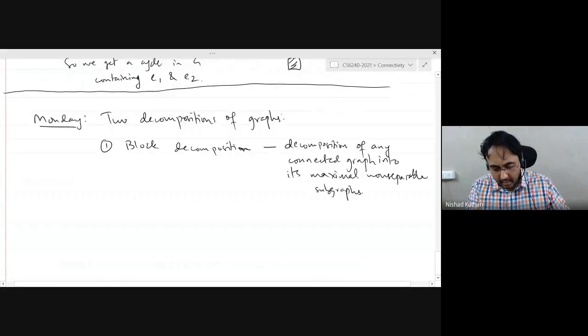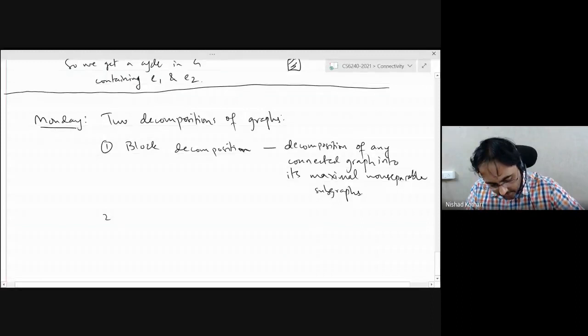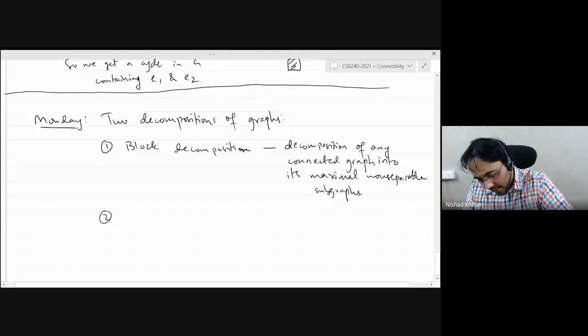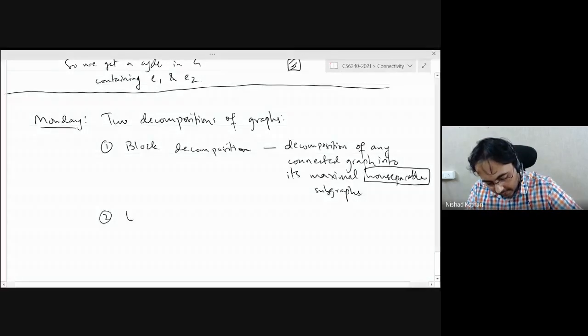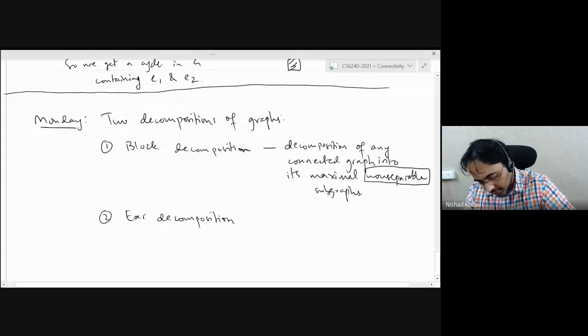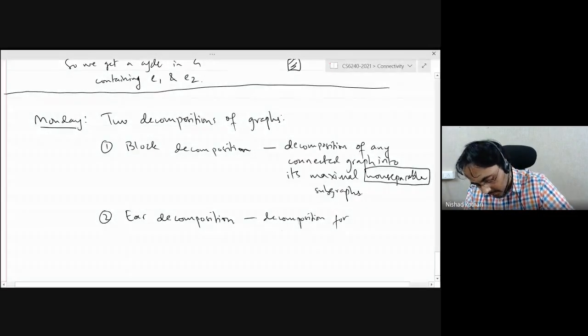And a second thing I want to do is take a non-separable graph and look at what is called an ear decomposition. Those of you who took my previous course would have already seen this. Ear decomposition is a decomposition for non-separable graphs.